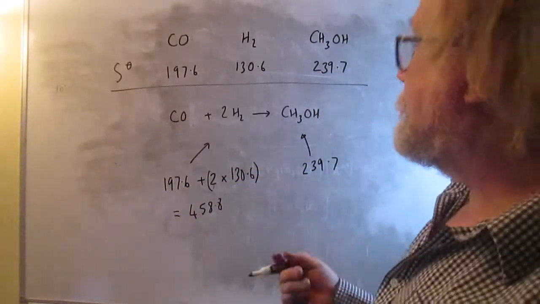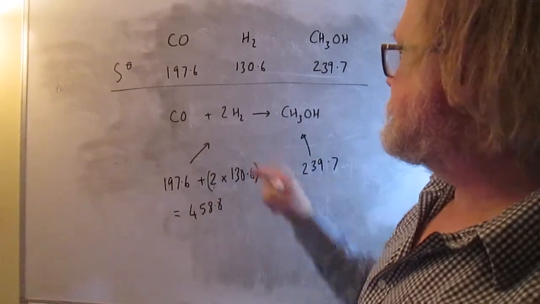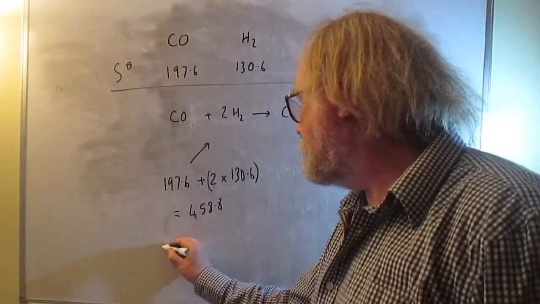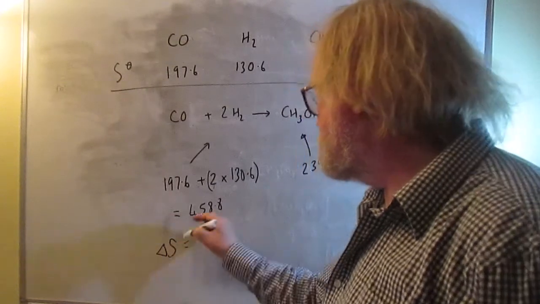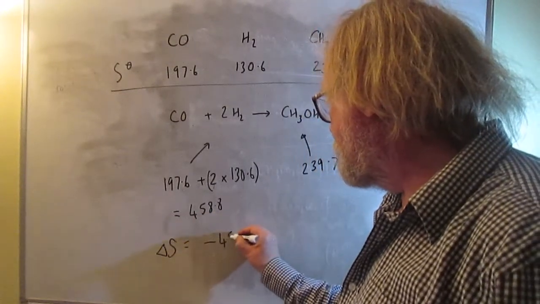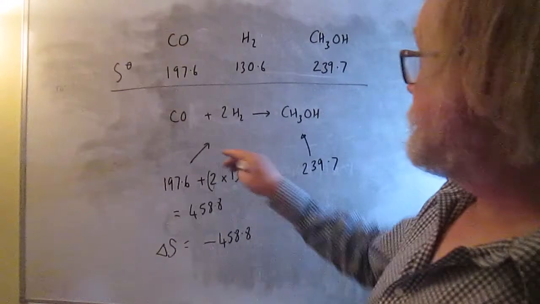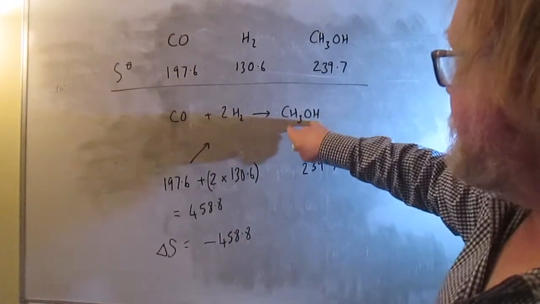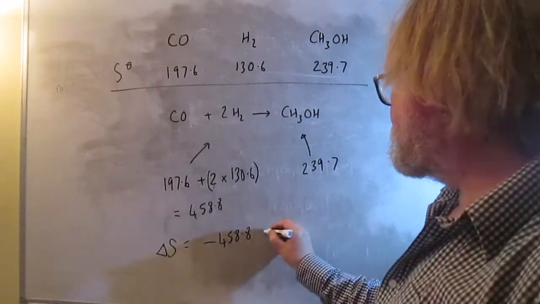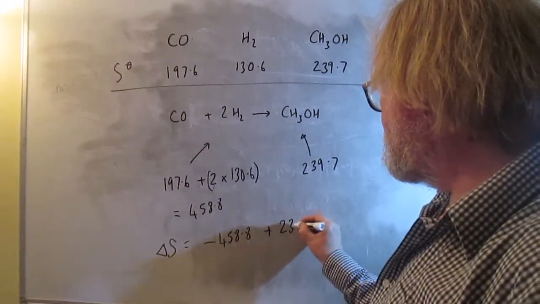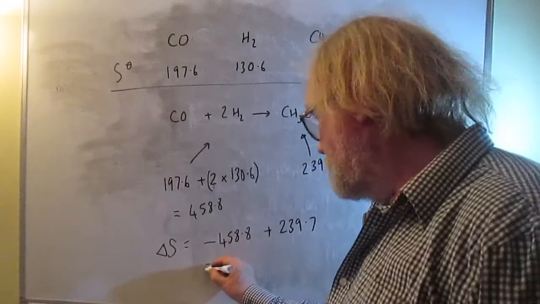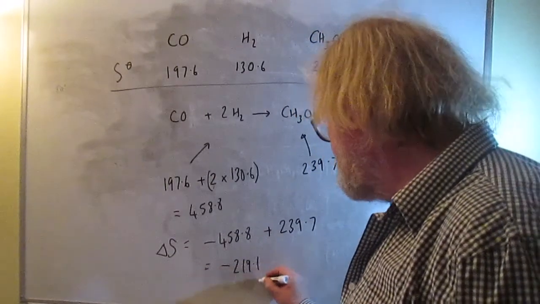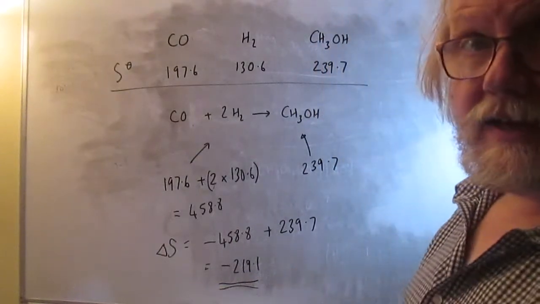And then you just remember that when the reaction happens, these substances are destroyed, so you lose their entropy. So delta S is going to be minus 458.8 because you're losing the entropy of the substances that are used up, and you're gaining this, so you're gaining its entropy, so it's plus 239.7, which comes to minus 219.1, and therefore the answer is A.